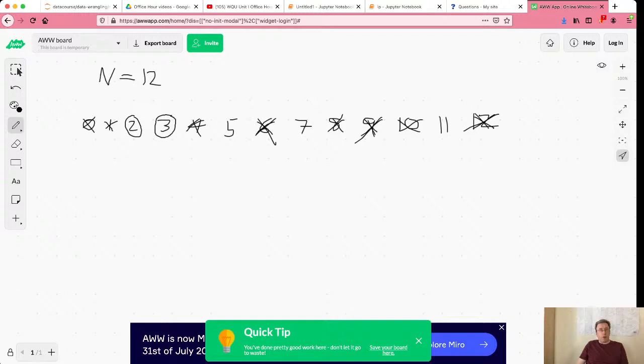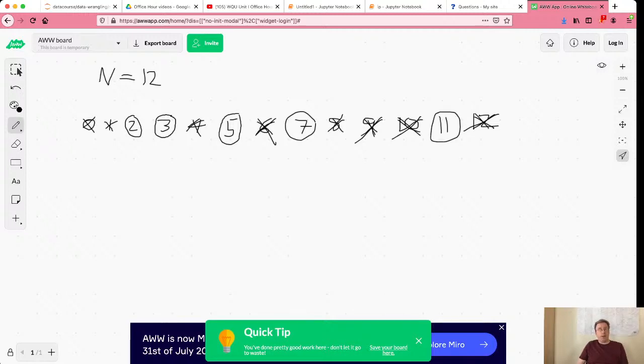Now I look here, oh, the smallest number that's not marked out is 5. Well, I would mark out 10 again. I would go to 15, but 15 is beyond 12. Now I mark out 7. I would mark out all the multiples of 7, but there are none smaller than 12, and 11 is not marked, so that's a prime number.